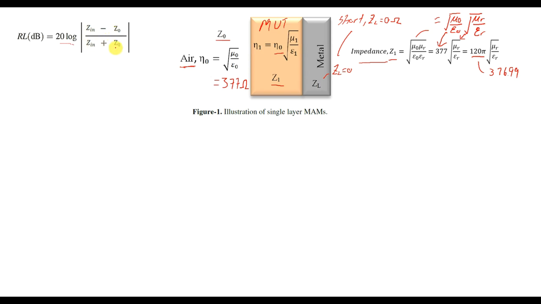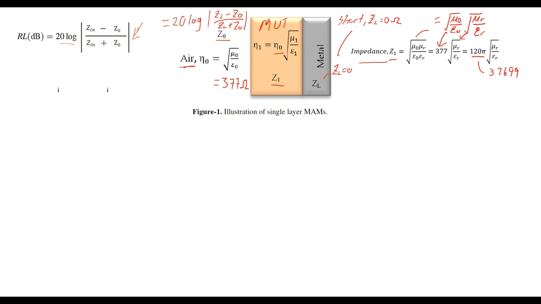Okay, next, you always saw something like 20 log of Z in minus Z naught over Z in plus Z naught. It's something you always saw when we find our return loss, where it will be like 20 log of ZL minus Z naught over ZL plus Z naught, something like this. Okay, so it's the same thing. So I will show you how to calculate this, how to get this.